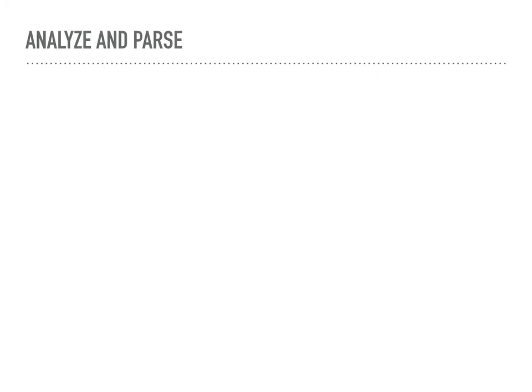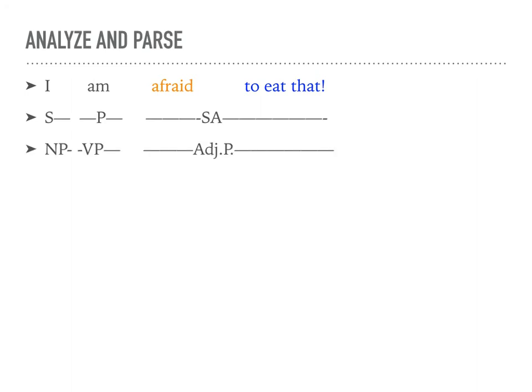Okay, if we look at the following sentence, I am afraid to eat that, it's the same situation that we had in the last one, which means that we have I as the subject, am as the predicator, and afraid to eat that is a subject attribute. Of course, once again, because the verb am is a copula verb. We then have a noun phrase, a verb phrase, and just like the previous sentence, we have an adjective phrase.